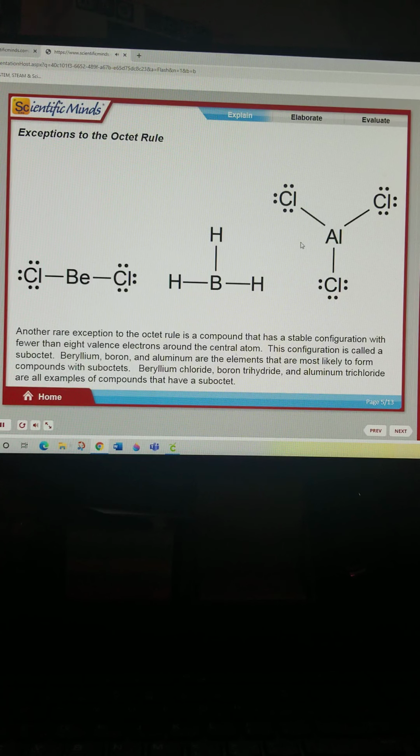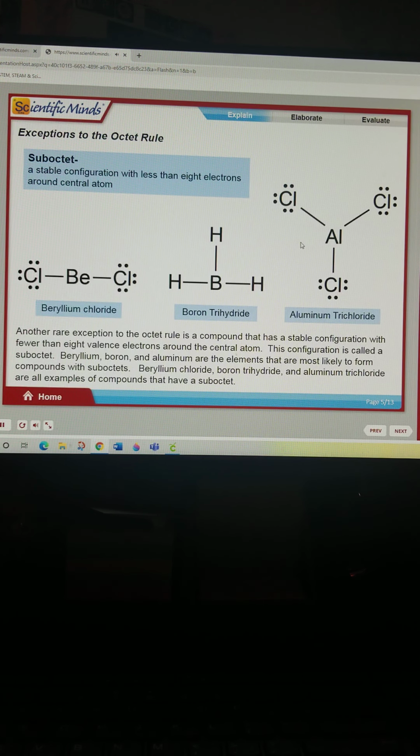Another rare exception to the octet rule is a compound that has a stable configuration with fewer than 8 valence electrons around the central atom. This configuration is called a suboctet. Beryllium, boron, and aluminum are the elements that are most likely to form compounds with suboctets. Beryllium chloride, boron trihydride, and aluminum trichloride are all examples of compounds that have a suboctet.